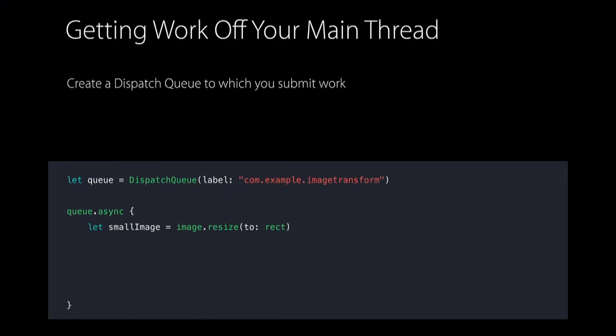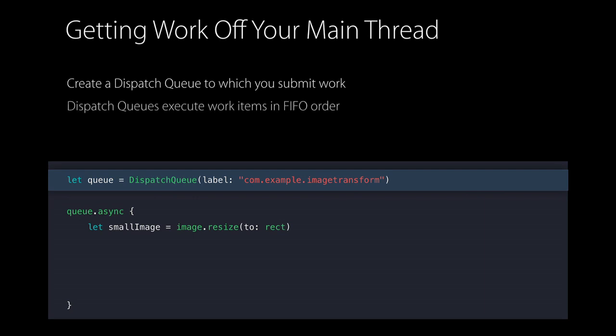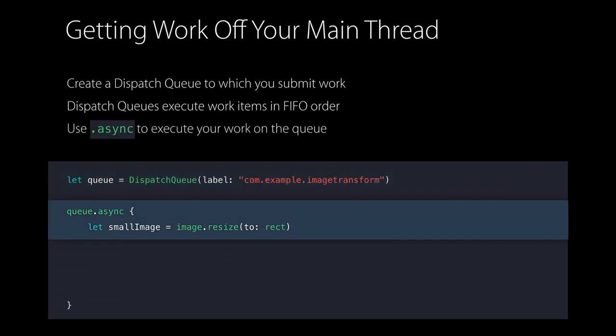Well, it's really simple. So first of all, you can create a dispatch queue to submit your work to by just creating a dispatch queue object. It takes a label, and that label is visible in the debugger as you're writing your application. Dispatch queues execute the work that you give them in first in, first out order. That is, the order that they were submitted to the queue is the order that dispatch will run them. And then you can use the async method on your dispatch queue to submit work to that queue.